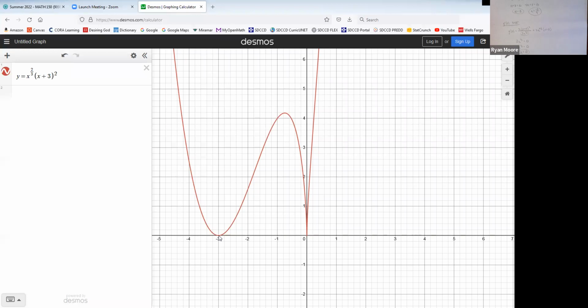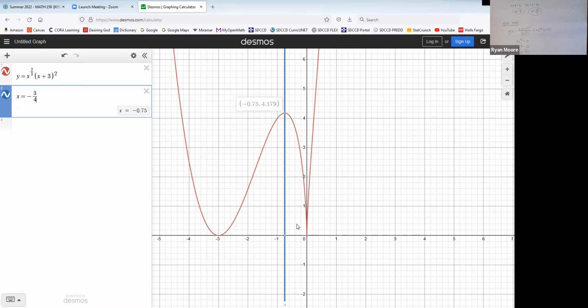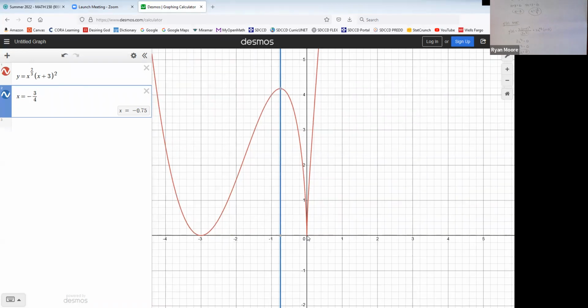That was one of our criticals. We see one up here. Let's see, where does that happen? Was it x equals -3/4? Yeah, it looks like it. At -3/4, it was right there at the top. And then finally, where the derivative did not exist was at 0. And yep, right there at the origin, there's a cusp, really sharp cusp, where our derivative did not exist right there.